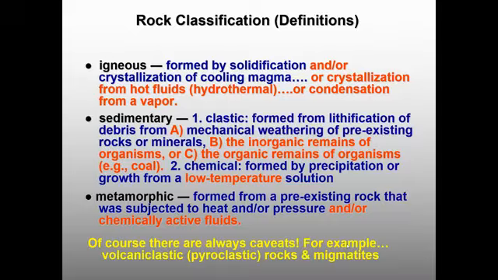We can also have condensation from a vapor. That's a gas. We can have gases condense, like when they form ice crystals. If they cool to form a solid, they can form minerals and form igneous rocks that way. One of them that you often see around volcanoes is sulfur.